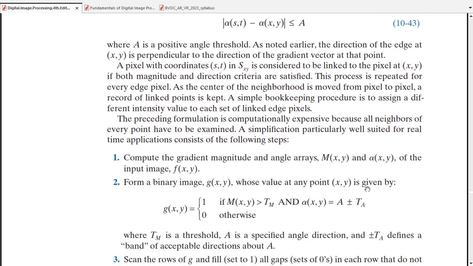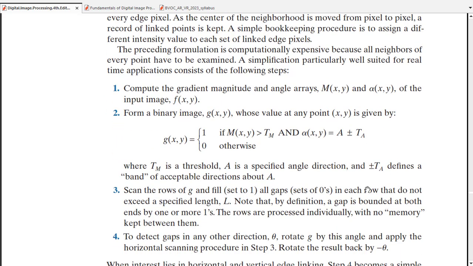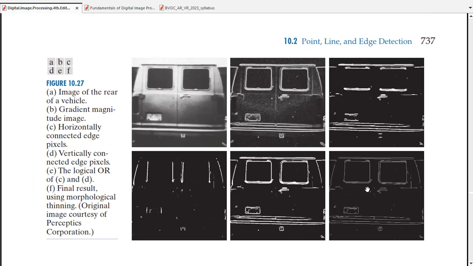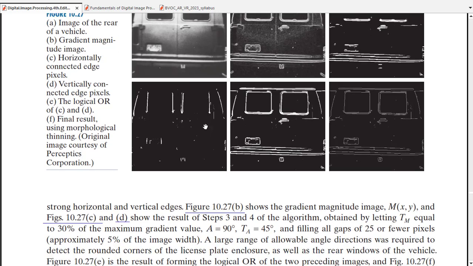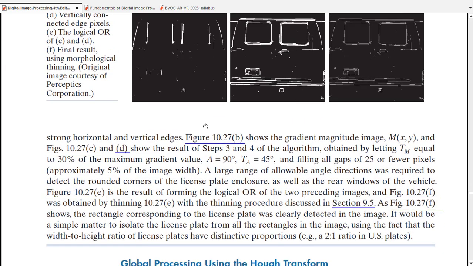This is just the best example of applying edge detection. Normally edge detection plays a role in rear vehicle number plate systems: the image of the rear of the vehicle, the gradient magnitude of the image, vertical connected edge fixtures, and composite analysis against different kinds of background images.